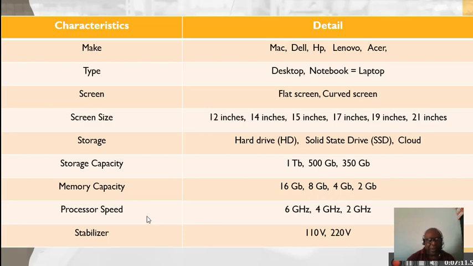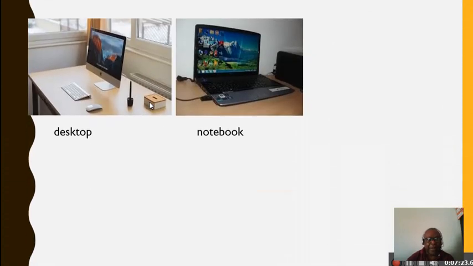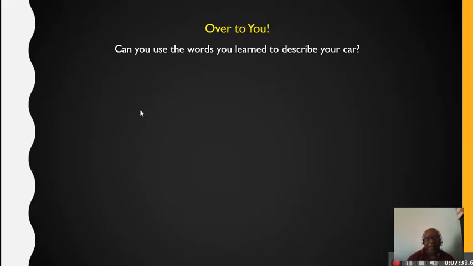And what about the processor, the speed of the processor? Is it 6 gigahertz? Is it 4 or is it 2? So these are the words we use to describe computers. Here is the desktop and here is the notebook, or what we call the laptop. Now it's over to you.